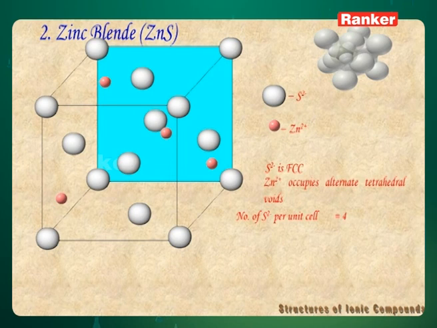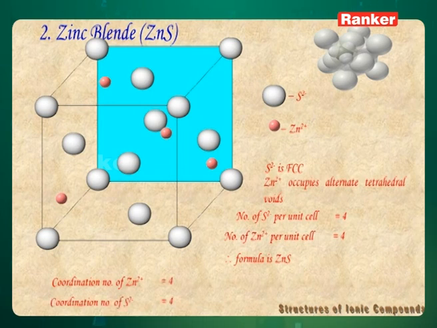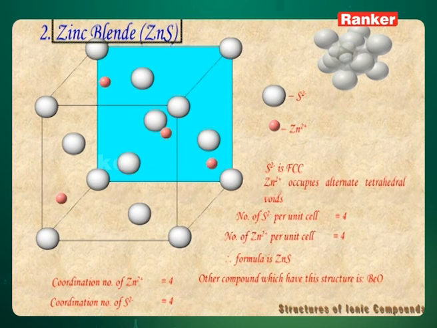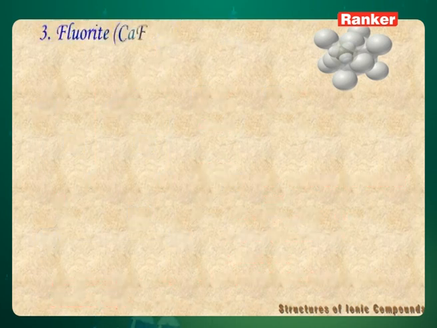So, the number of sulfide ions per unit cell is 4, zinc ions is 4, the formula is ZnS, and the coordination number for zinc is 4, sulfide is also 4. So, you can easily understand that each red ball is in contact with 4 spheres, one at the corner and 3 at the face centers, and each sulfide ion is in contact with 4 zinc ions which are placed at alternate tetrahedral voids. Another compound with a similar structure is beryllium oxide, which again has a similar structure.